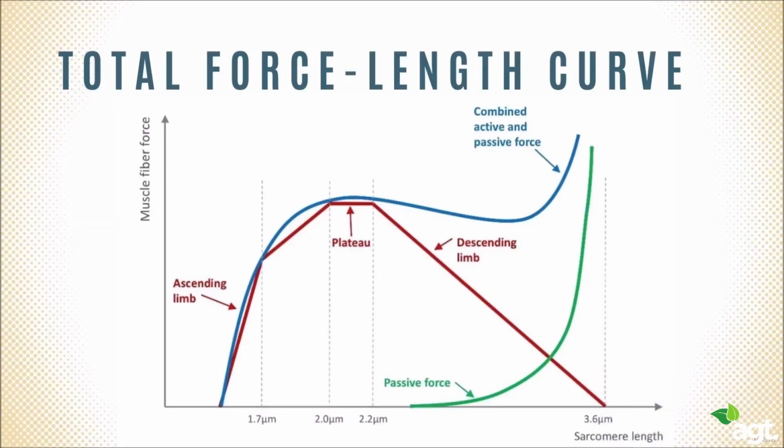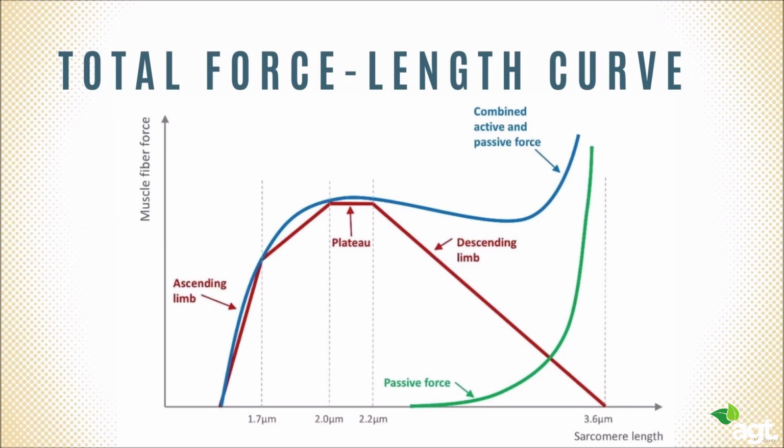The green graph here shows the passive force that only gets active at an increased sarcomere length. The red graph is the active force length curve that we saw earlier. And now when we combine the red and the green graph, so the active and the passive force, we get a combined active and passive force, which is the total force length curve.